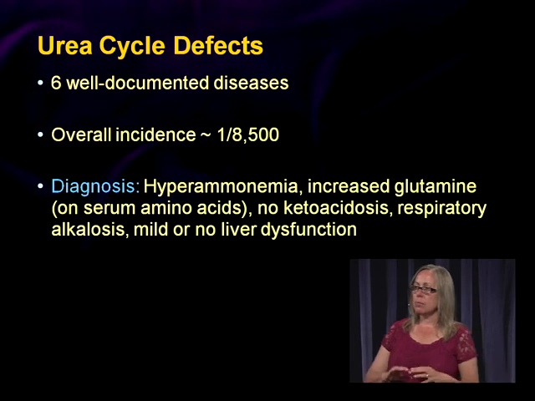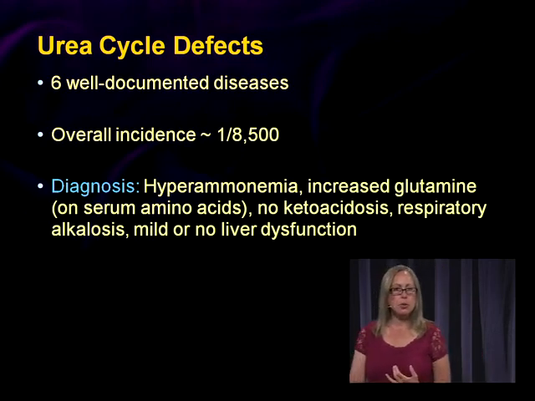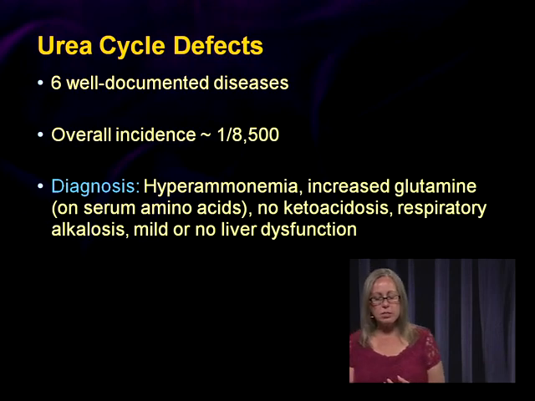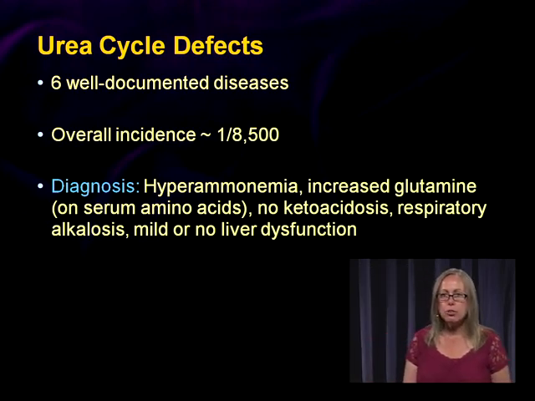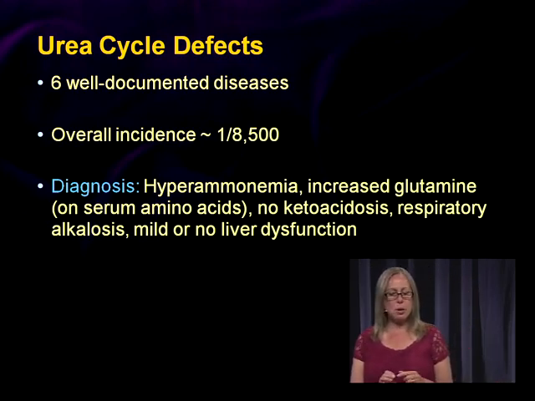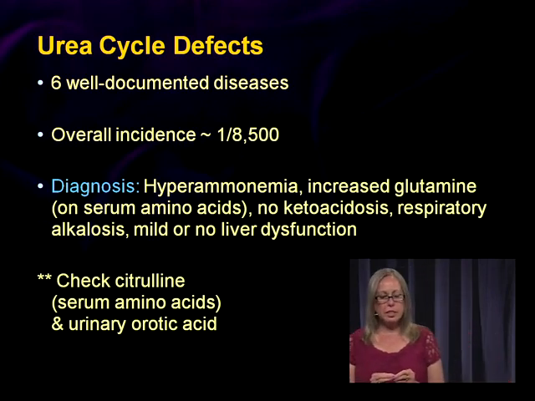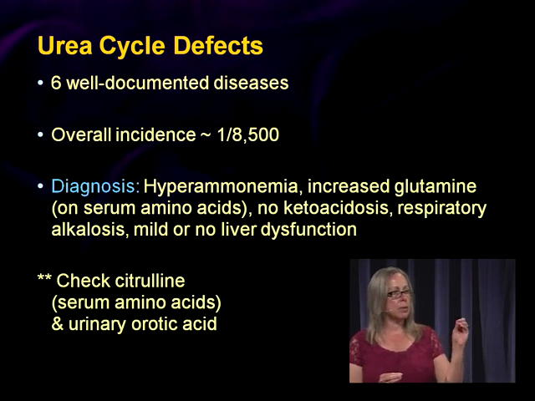Things that are common to all of them: high ammonia, increased glutamine on your serum amino acids. You're not making ketones, so you don't have a ketoacidosis, but you do have a respiratory alkalosis in mild or no liver dysfunction. You need to check your citrulline on your serum amino acids and your urine orotic acid. Those are the 2 compounds in your A to B to C that help you determine where that block is.